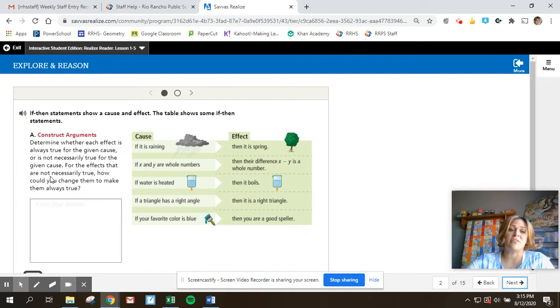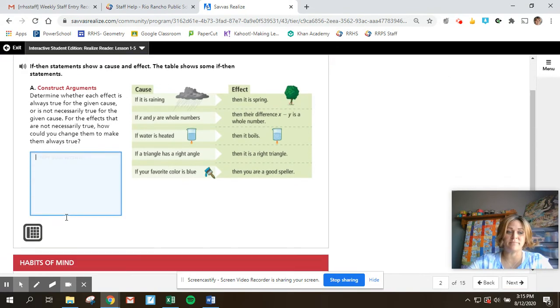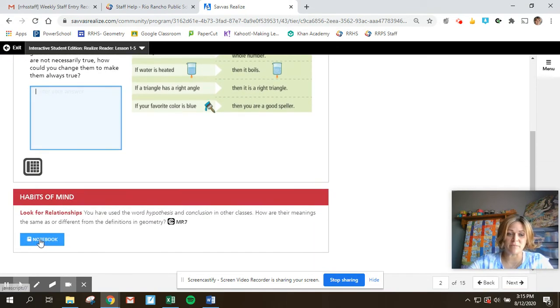For the effects that are not necessarily true, how could we change it to make it always true? So maybe just pick one or two and decide. So if x and y are whole numbers, then their difference, x minus y, is a whole number. So is that sometimes true, always true? Does it even affect each other? So you're going to go through these and maybe pick a couple and write about them here. Okay? And there's some relationships you can talk about.